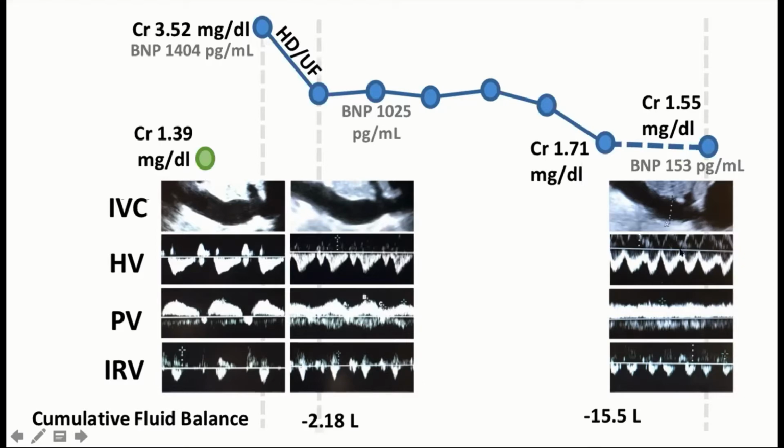And for the final assessment, when I saw this patient in the clinic, the IVC is persistently plethoric, as this patient has chronic pulmonary hypertension. But now we have a normal hepatic vein waveform, a normal portal vein waveform with a continuous non-pulsatile flow. And it's still a little bit altered intrarenal flow with a biphasic pattern, but definitely much better than when we originally met this patient.